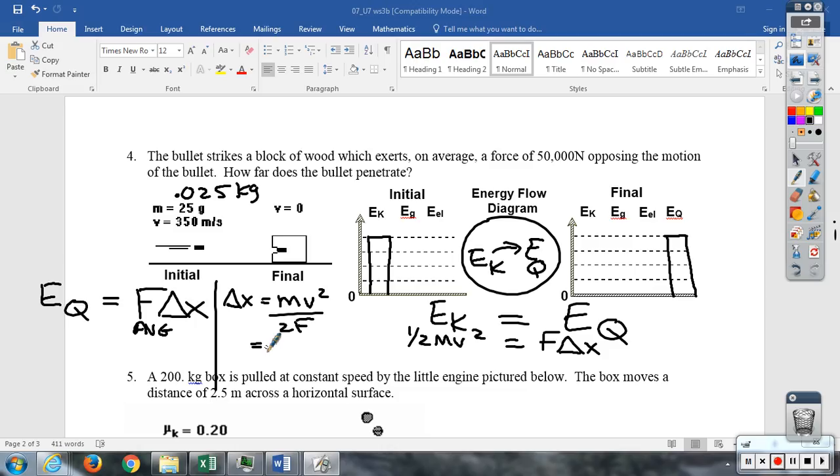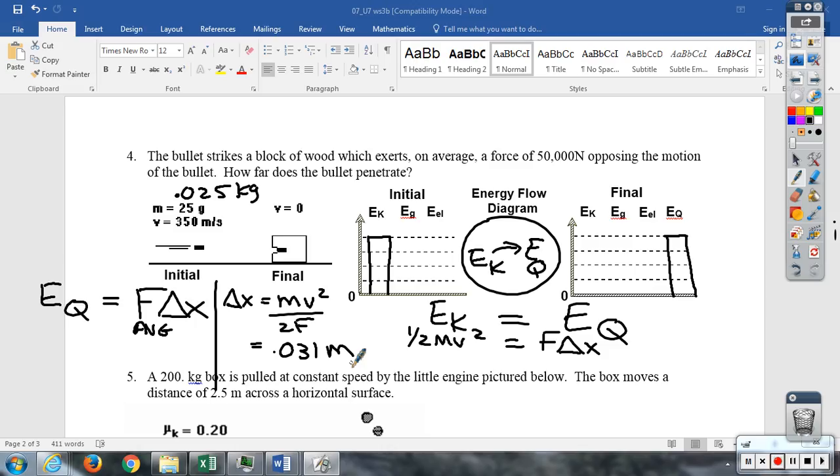So 0.025 kilograms times 350 meters per second, the whole thing squared, divided by 2 times 50,000, and you get 0.031 meters. So it lodges itself 3 centimeters into the block. So it was moving very fast, but 50,000 newtons is a huge amount of force. So that's why it wasn't able to move that far.